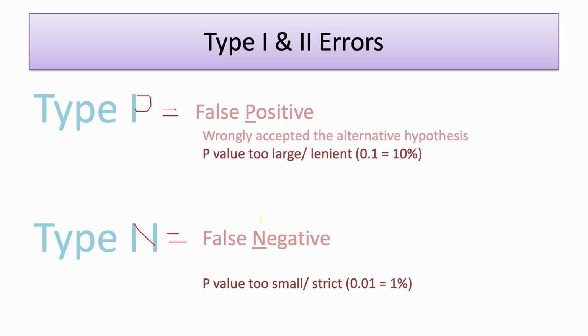So by definition, a false positive means you've wrongly accepted the alternative hypothesis, thinking you found a significant difference, but you haven't. And a type 2 is when you wrongly accept your null hypothesis. You think that you haven't found a significant difference, but you have.